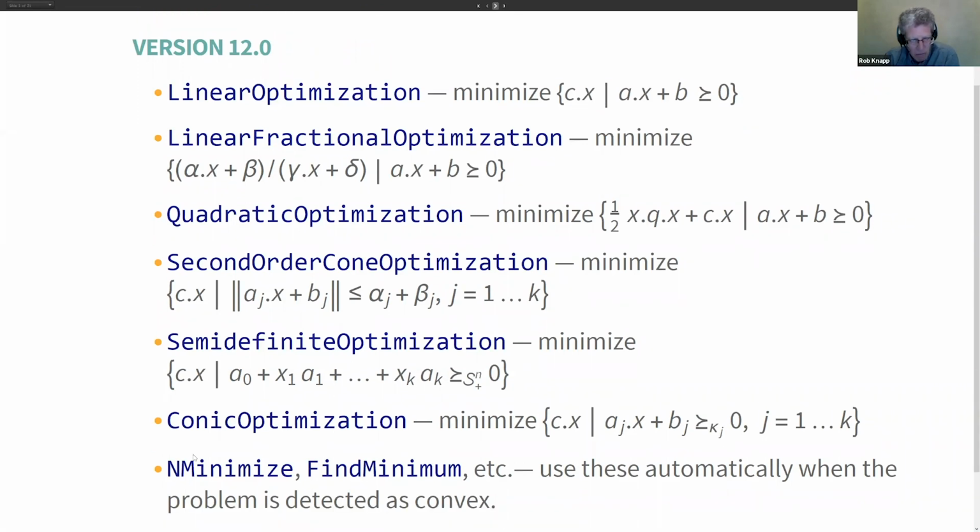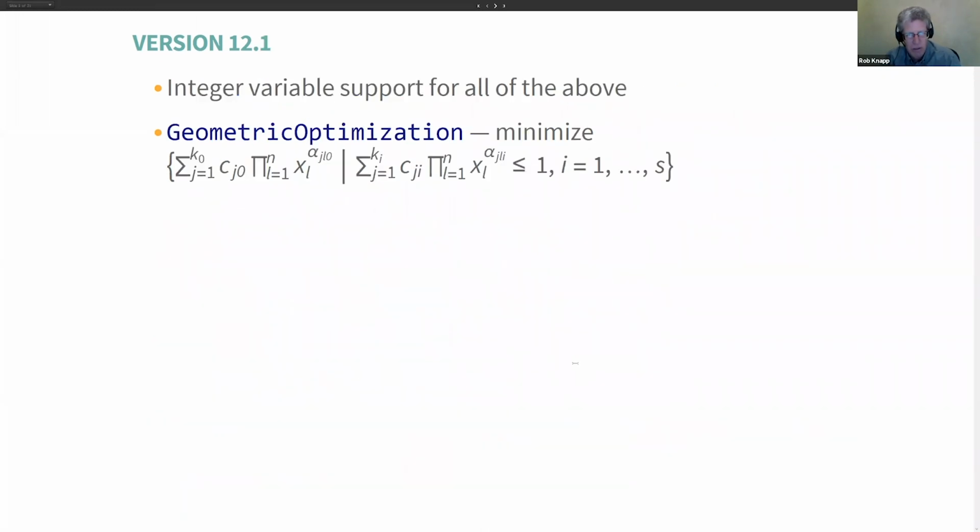In addition, we took NMinimize and FindMinimum, and in those functions we use the convex optimization functions automatically when the problem is detected as convex. So part of the code base we have goes through functions and tries to detect when the functions are actually convex and amenable to solution or not. And if not, then NMinimize goes back to its old methods, which are typically slower and less reliable.